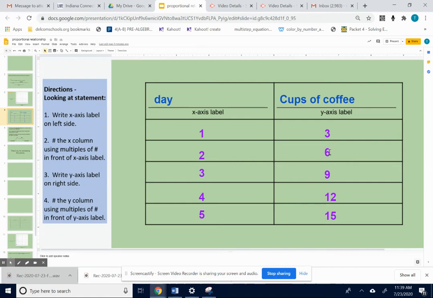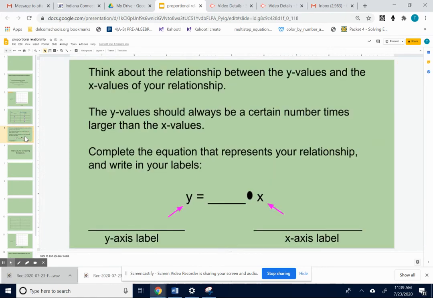The y values are always 3 times bigger than the x values. The number of cups of coffee is always 3 times bigger than the number of days. The y values are always 3 times as big as the x values. So my equation, I can write that as an equation. The y values are equal to 3 times the x values.